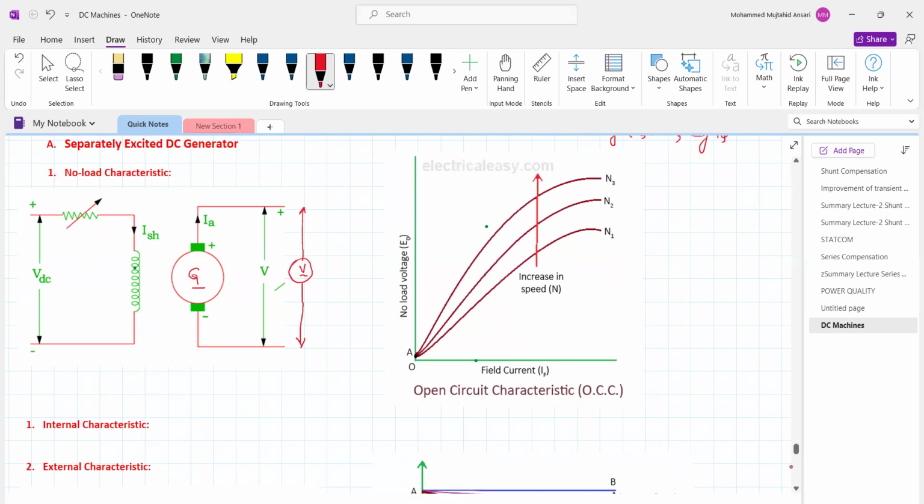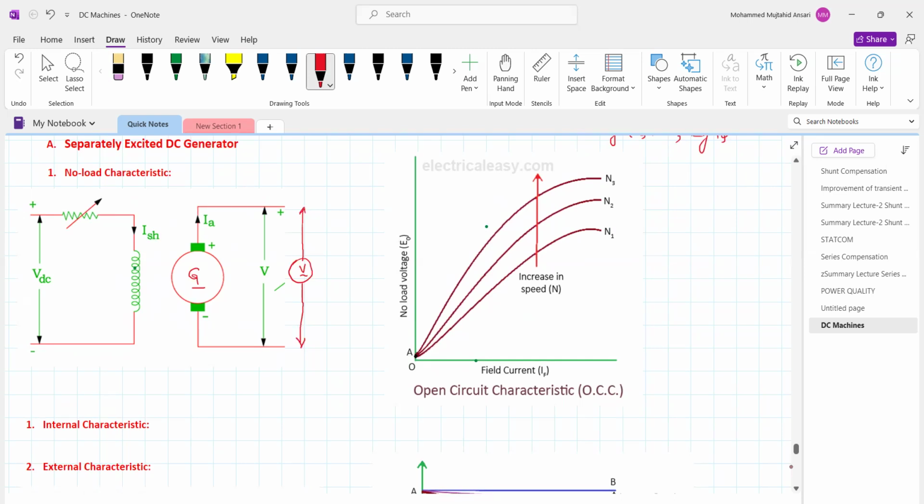Now, if you want to conduct the no load characteristic of a DC shunt generator, again we will do the same procedure. Means we will disconnect the field winding and connect it to a separate excitation from an independent source. Therefore, the characteristic of a separately excited DC generator or shunt or self-excited DC generator remains the same.